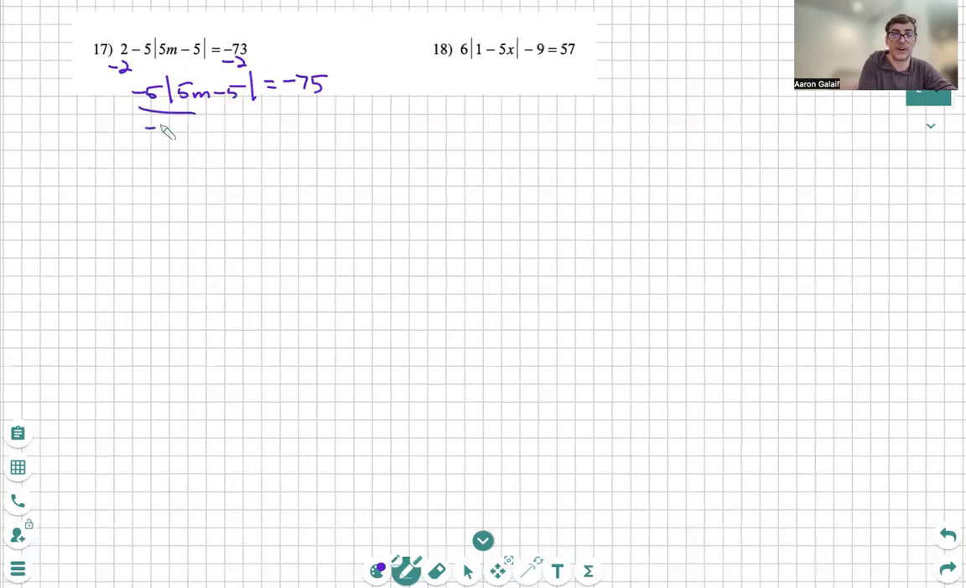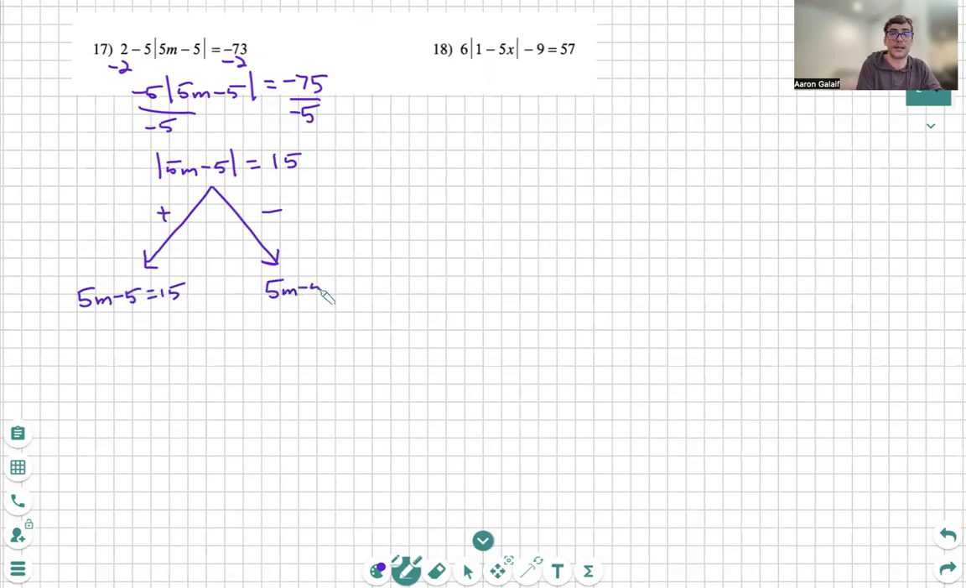Then I will divide by -5. And then we see my absolute value is completely on its own. We're good to go. 75 divided by 5 is 15, positive because negative divided by negative is a positive. Then all we do is separate, adding a positive and a negative equation. 5m minus 5 equals 15. 5m minus 5 equals -15.